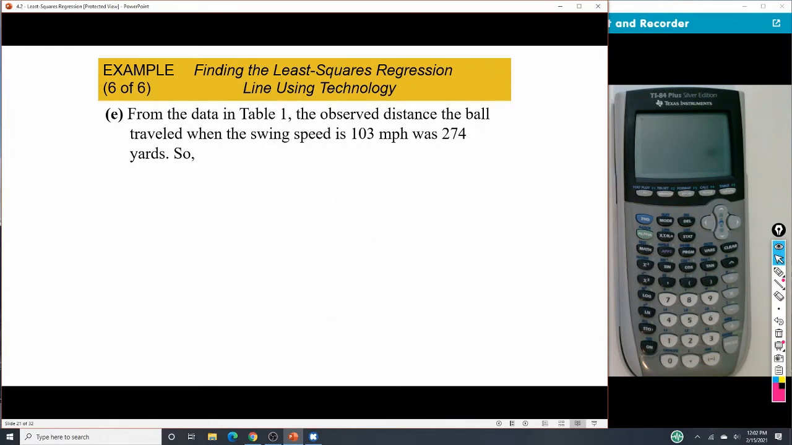Now the actual was 274. So that means our residual was 3.7, because we took the 274 that was actually observed minus what we expected of 270.3, and we subtract those and we get 3.7 yards.